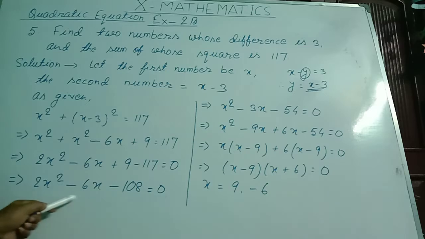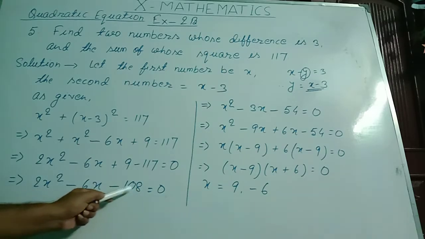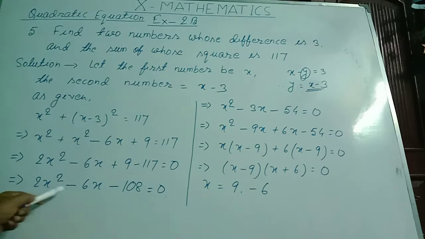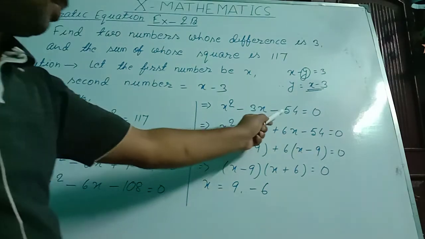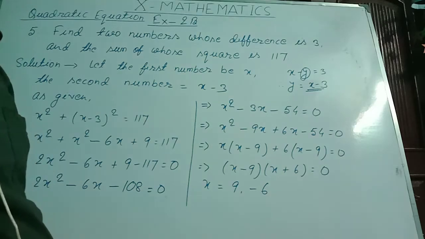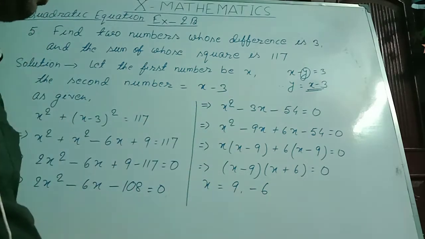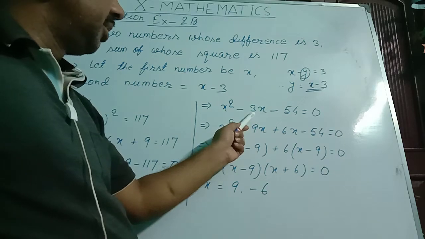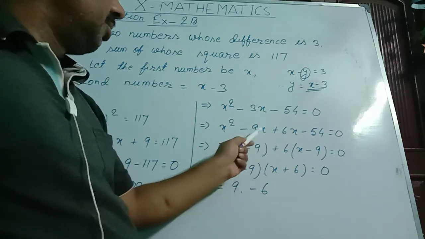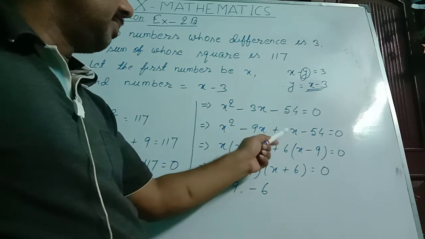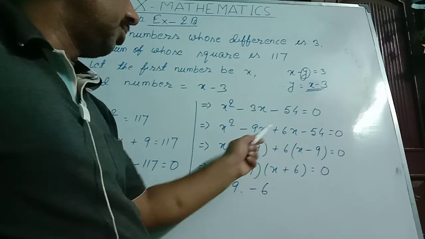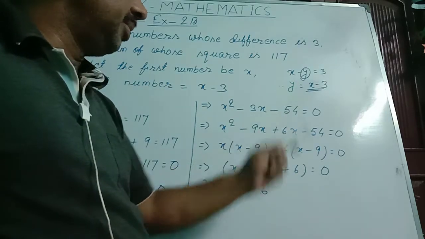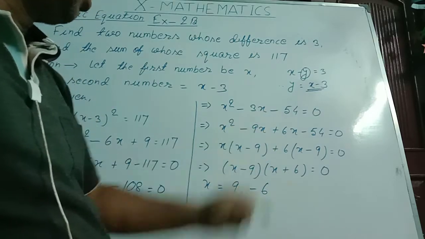So, in this equation, all these three terms are divisible by 2. So, I divided these three terms by 2 and I got x square minus 3x minus 54 equal to 0. Now, I followed the factorization. This middle term is split, as the sum of these two terms should be minus 3x, and we are getting minus 9x plus 6x equal to minus 3x, and the multiplication of these two, coefficient of x, should be equal to 54. 9 6s are 54. This is our splitting of the middle term.